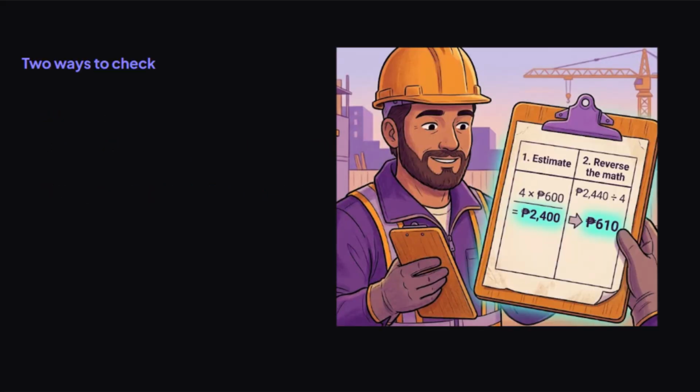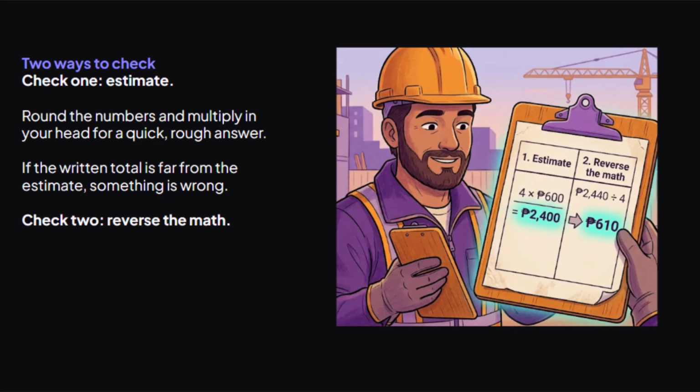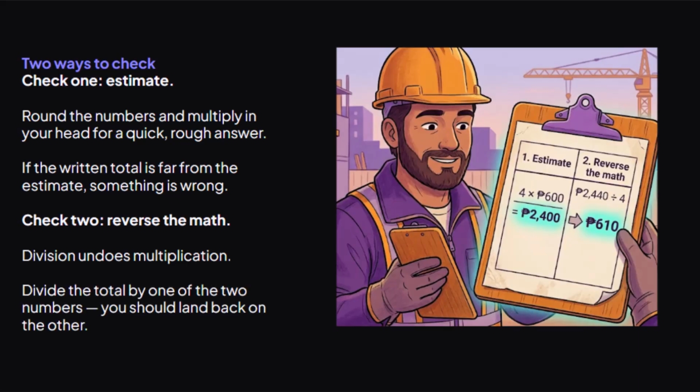There are two ways to check. Number one, estimate. Round the numbers and multiply in your head for a quick rough answer. So if the written total is far from the estimate, something is wrong. Number two, reverse the math. Division undoes multiplication. So divide the total by one of the two numbers. You should land back on the other.